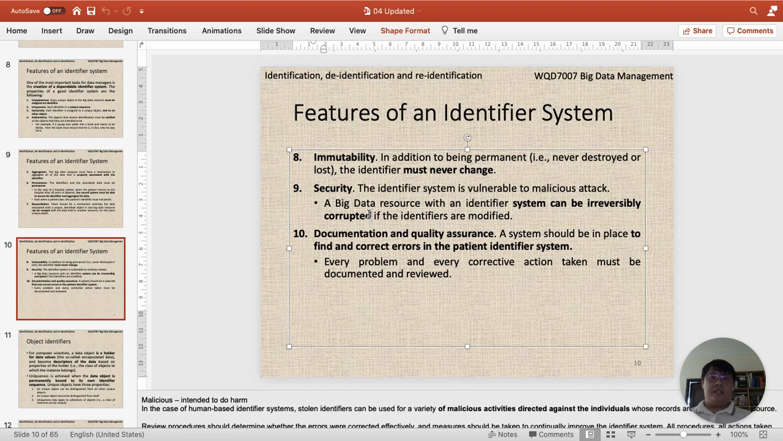And then documentation and quality assurance. The system should be in place to find and correct errors in the patient's identifier system. So this one is about documentation, where you need to make sure that your data is able to be retrieved in a well documented manner and also reviewed, possibly being reviewed.